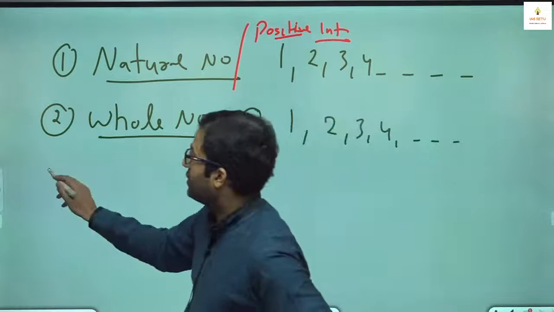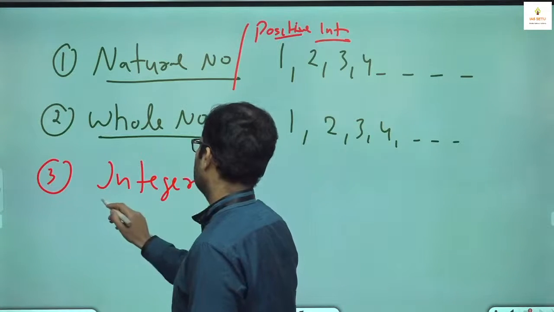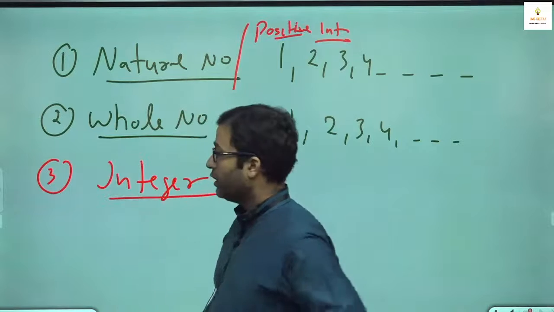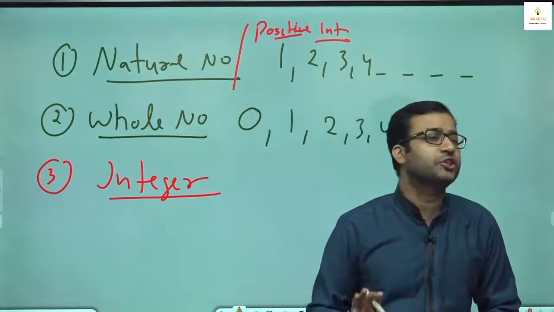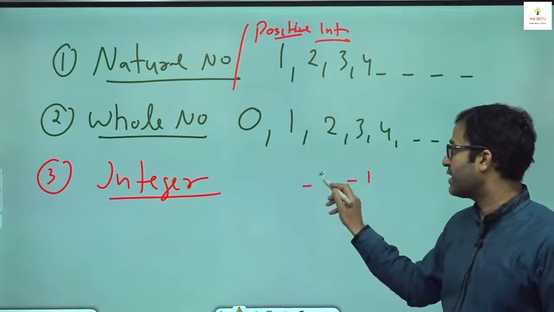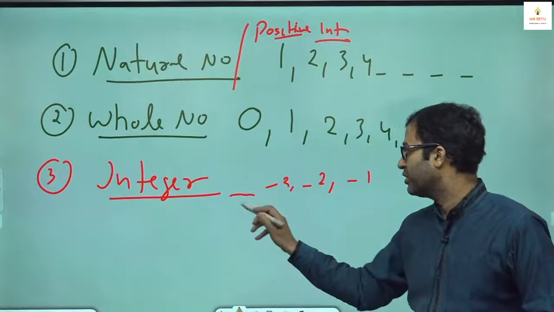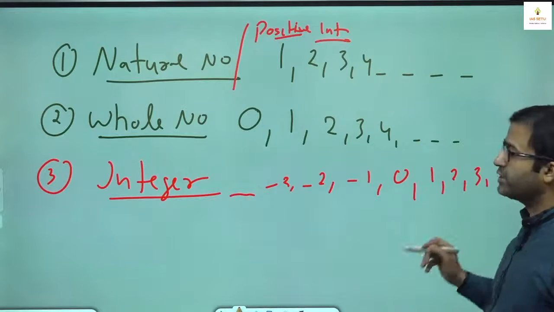Now the next, third thing, is integers. Integers include negative integers, positive integers and 0. Meaning it includes -1, -2, -3, 0, 1, 2, 3 and so on.